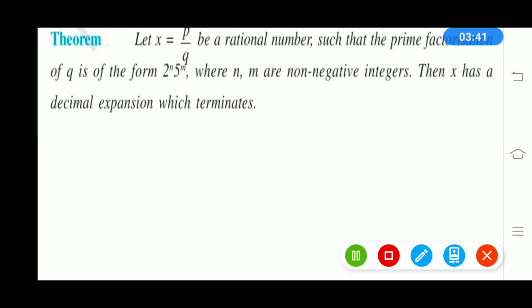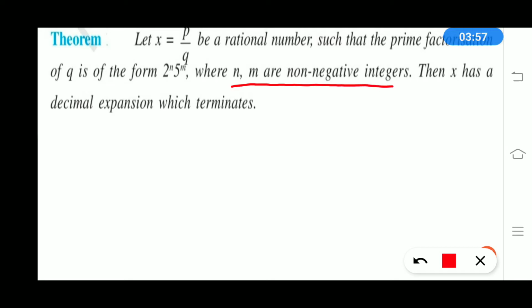Now second theorem. Let x equal to p by q be a rational number such that the prime factorization of q is of the form 2 to the power n into 5 to the power m, where m, n are non-negative integers. Then x has a decimal expansion which terminates. So this theorem is exactly the converse of the previous theorem. Clear?